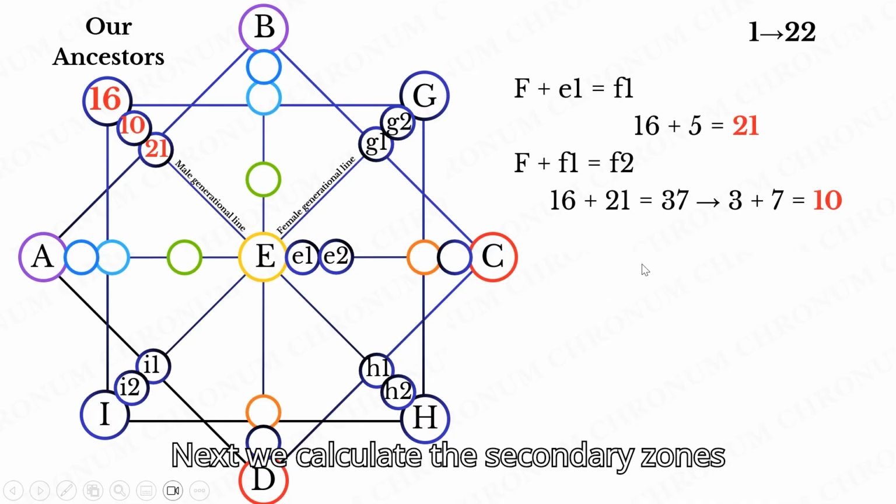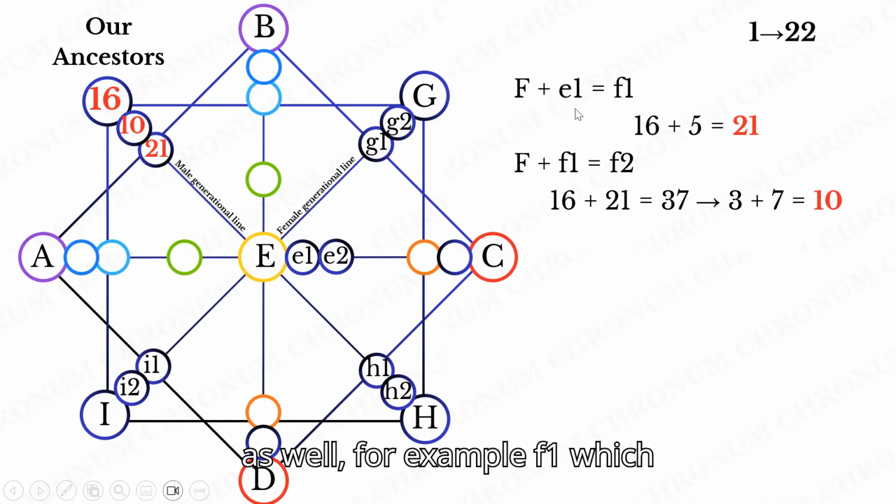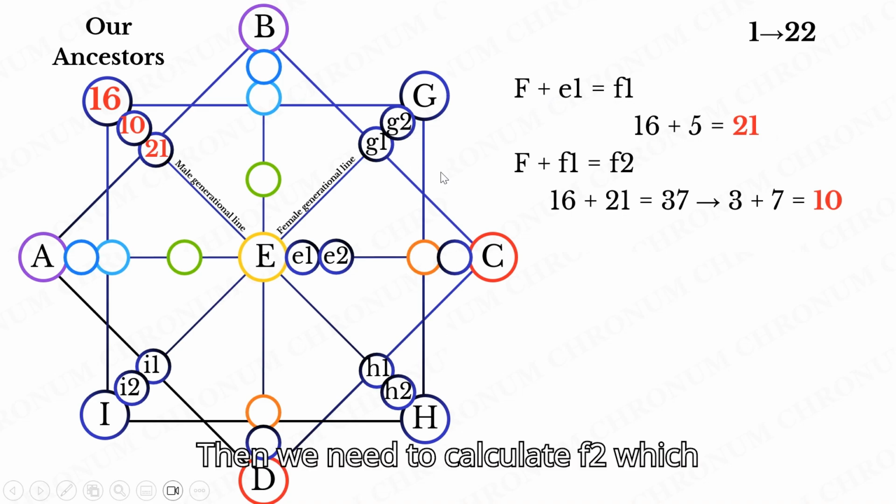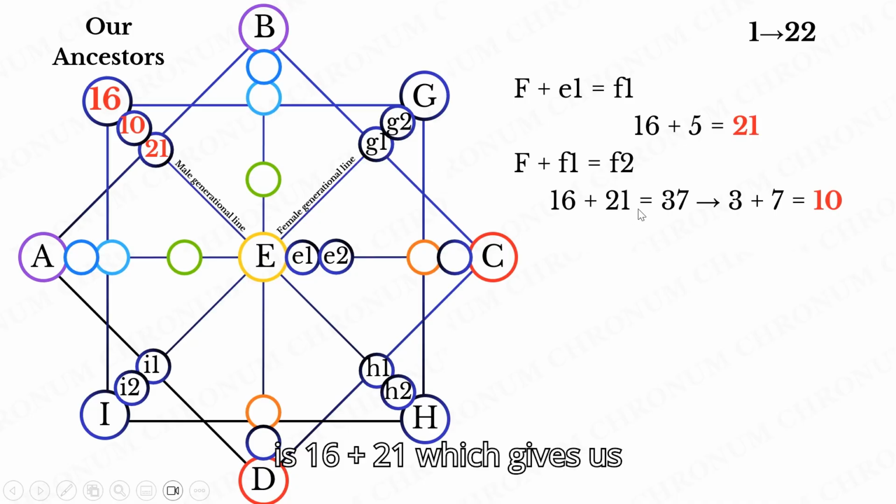Next, we calculate the secondary zone as well. For example, F1, which is the sum of F plus C1, 16 plus 5, which gives us 21. Then we need to calculate F2, which is 16 plus 21, which gives us 37 that we need to reduce. So 3 plus 7, which gives us 10. That we can see here.